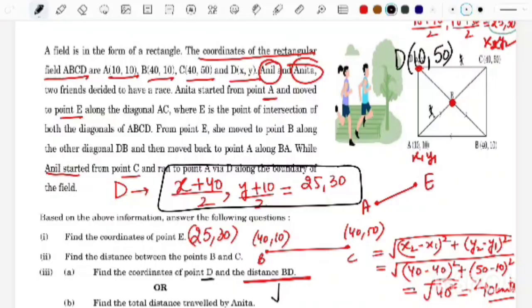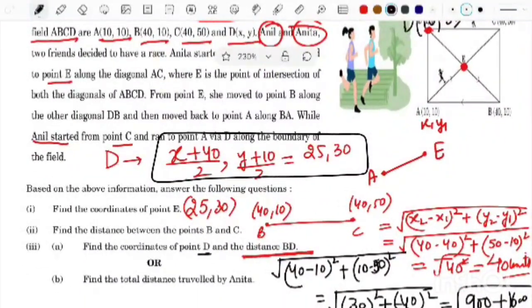Yes. You can check your answer. 40 minus 10 whole square plus 10 minus 50 whole square. 30 square, 40 square, minus 40 rather, minus the square, that is also positive. 900 plus 1600, what have you got? 2500, that is 50 units. Done.